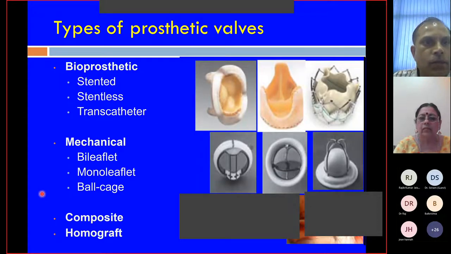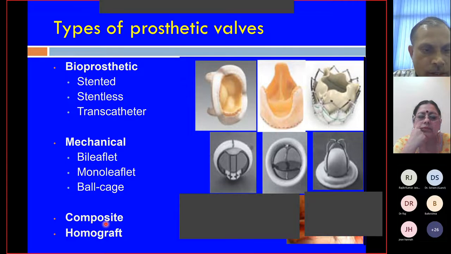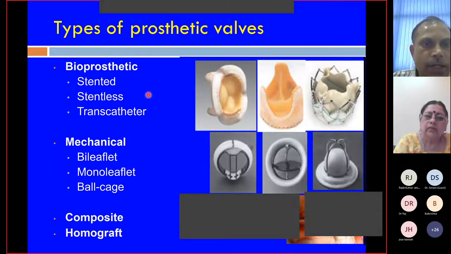Coming to the different types of prosthetic valve, it can be a bioprosthetic, mechanical, or a composite valve. Composite graft is where the valve is mounted on a graft, or it can be a homograft. A bioprosthetic valve can be stented, stentless, or a transcatheter valve. Transcatheter valve is commonly used for percutaneous implantation, which we commonly use in TAVI.